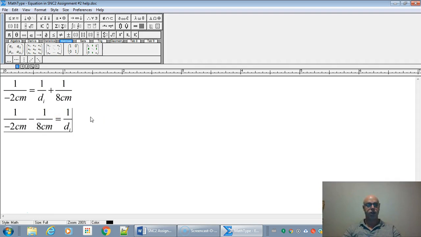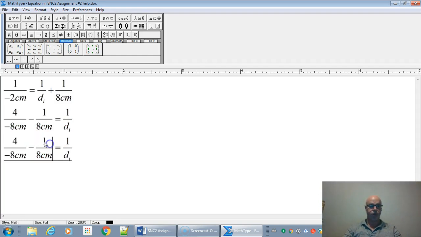The opposite of adding is subtracting, so we're going to subtract the 1/8. 1/2 and 1/8 have a common denominator of 8, so that's pretty easy. It's going to be -4/8. Subtract 1/8, and we get -5/8 altogether. If we flip that over, we get an image distance of -8/5.